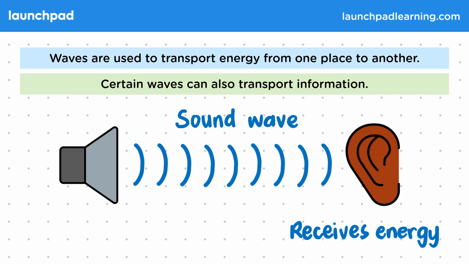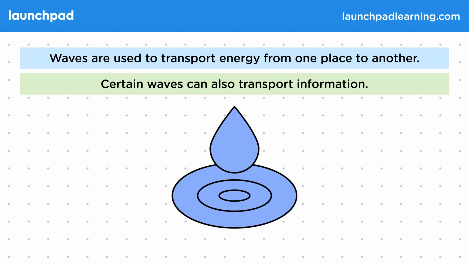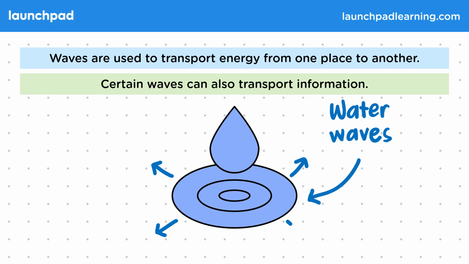Let's take another look at a simple example of a wave. Here we see a raindrop landing on a body of water, which will produce ripples on the surface of the water. These are water waves. Since we see the ripples moving outward, we know the wave is moving out and away from where the drop hit the water. The purpose of this wave is to transport energy.